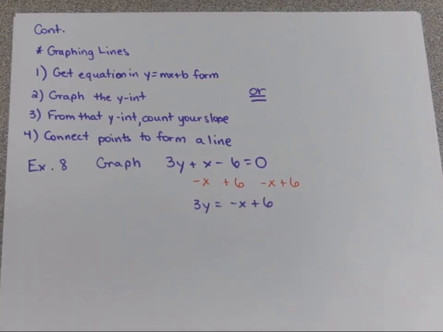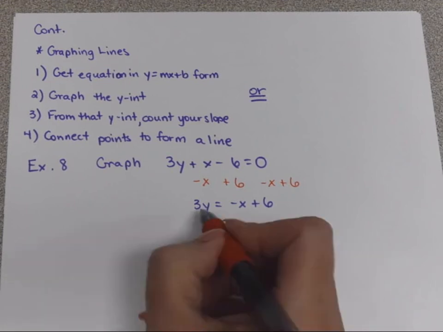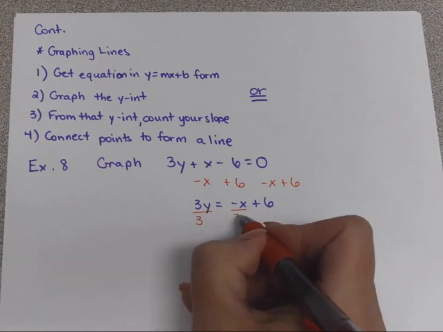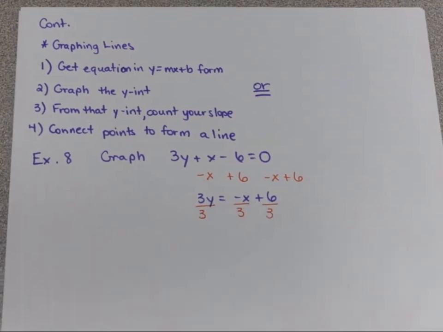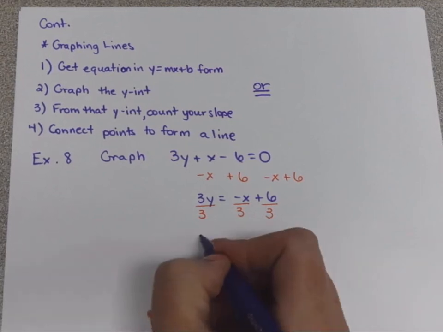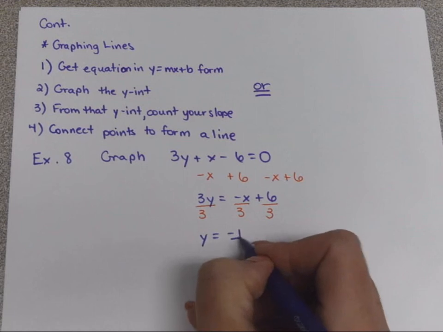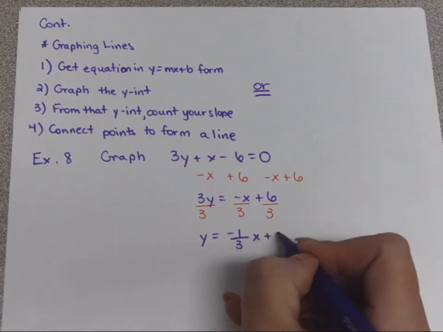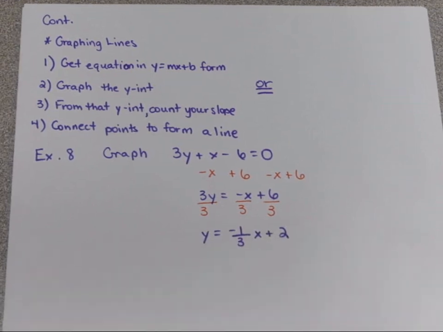You want to get y by itself, so what number needs to get out of there now? Divide by 3, right? When you divide by 3, you have to divide everything by 3, so sometimes we can forget that, but every term has to be divided by 3. So we end up getting y equals negative 1/3 x plus 2. Notice, why did I change that to a negative 1/3? What's the understood number in front of x since I didn't write one? The number 1, right? So negative 1/3 is really what you have.